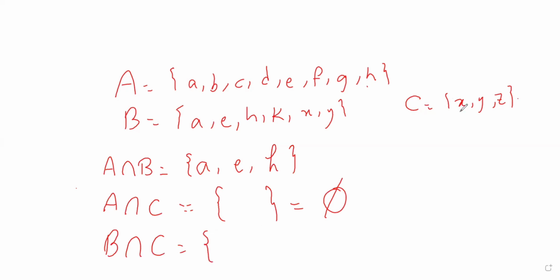If you want to find B intersecting C, let's find the common elements between B and C. So we have X is a common element. Also we have Y as a common element. So X and Y are the common elements between B and C.